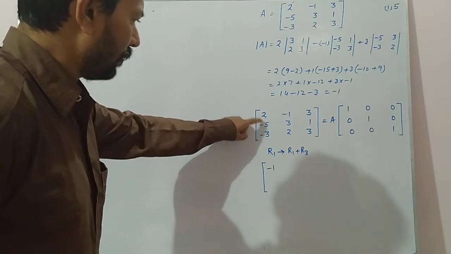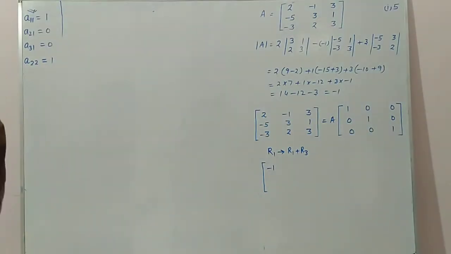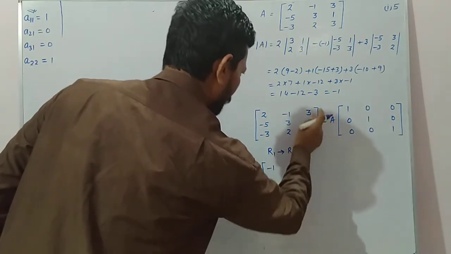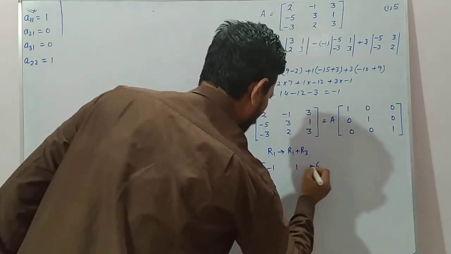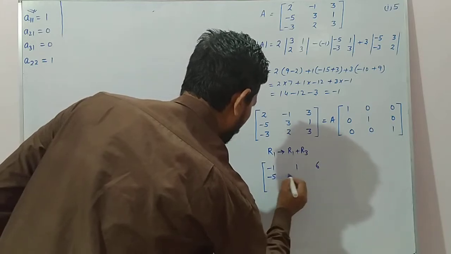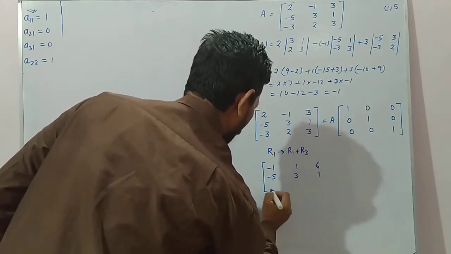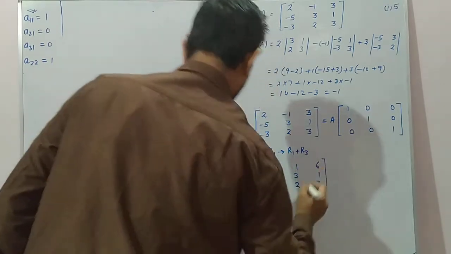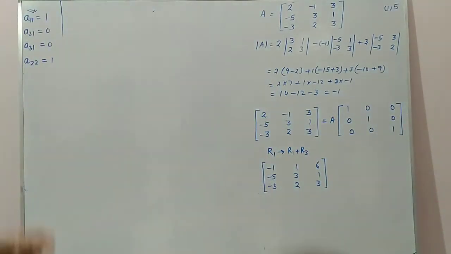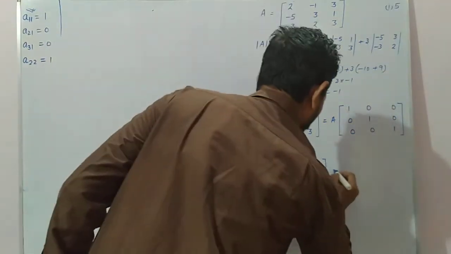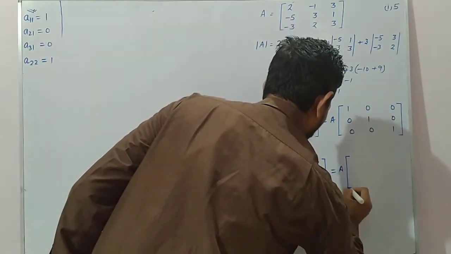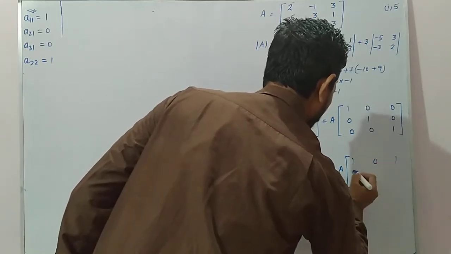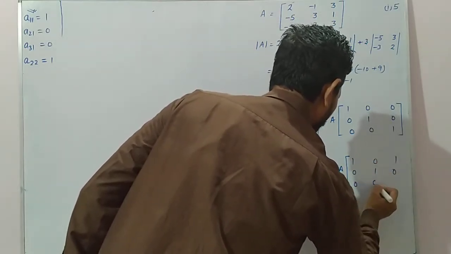Minus 1, R1 plus R2, R1 plus R3. Minus 2, 2 minus 3, that will be minus 1. Minus 1 plus 2, that is 1. 3 plus 3, that is 6. Minus 5, 3, 1. Minus 3, 2, 3. Okay. From here also, R1 changes to R1 plus R3. This is 1, 0, 1, 0, 1, 0, 0, 0, 1.